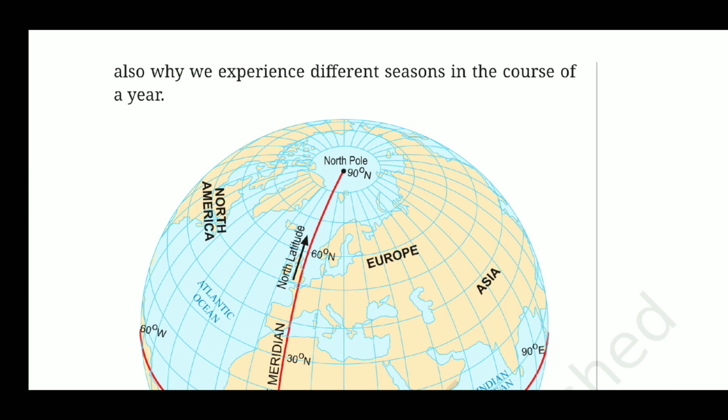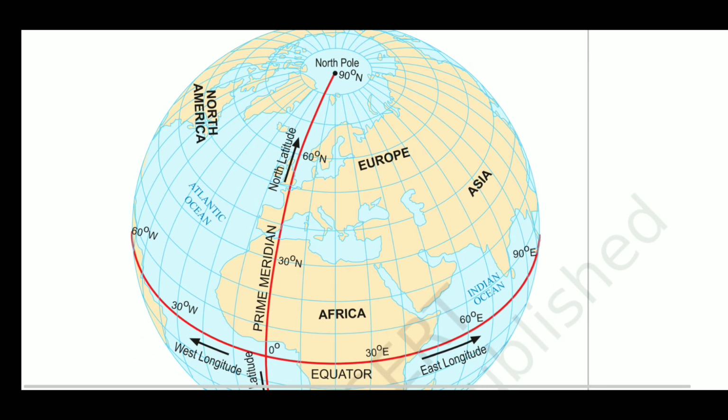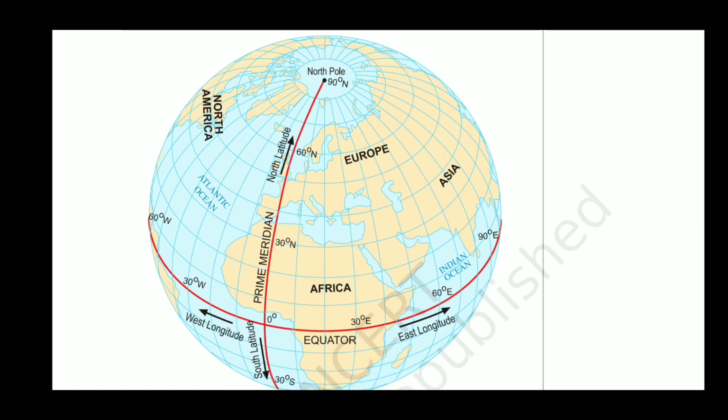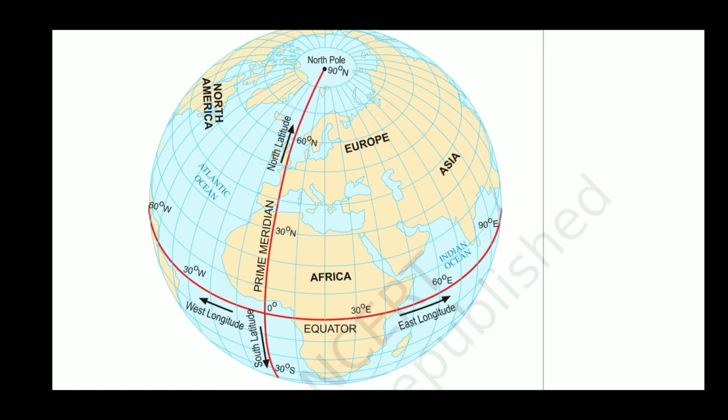There is a picture of a globe. In this, we can see the equator, east longitude, west longitude, south latitude, the north pole at 90 degree, and different continents like North America, Africa, Europe, Asia. Oceans like the Atlantic Ocean, Indian Ocean.